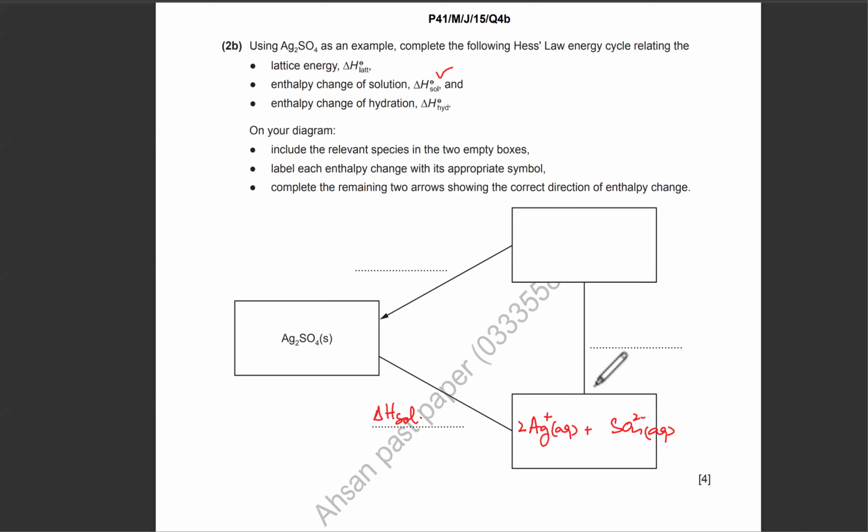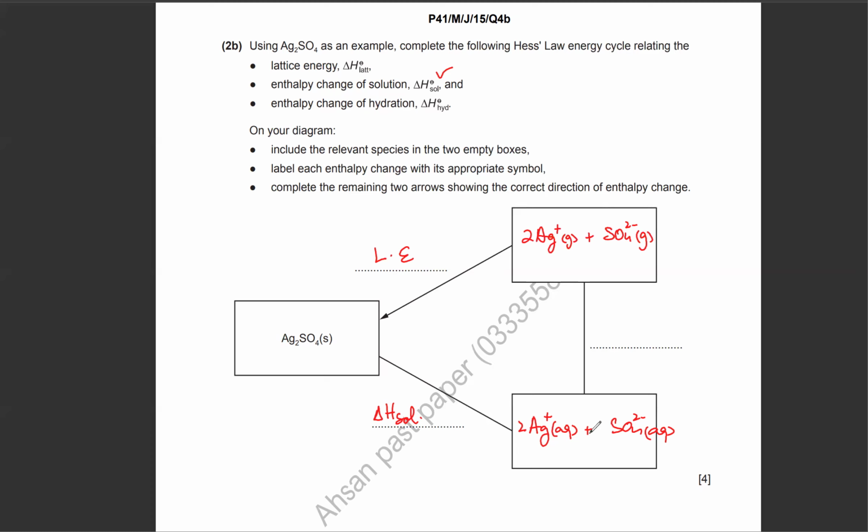Then what is this arrow? Maybe this arrow. I mean, what's the other path? You break the lattice, right? If you break the lattice, it's going to form gaseous ions, 2Ag+ and SO4 2- gaseous ions. We were supposed to go in this direction, but the arrow is in the other direction. So I'm not going to write minus lattice energy, I'm just going to write plus lattice energy, because the arrow is pointing in the right direction.